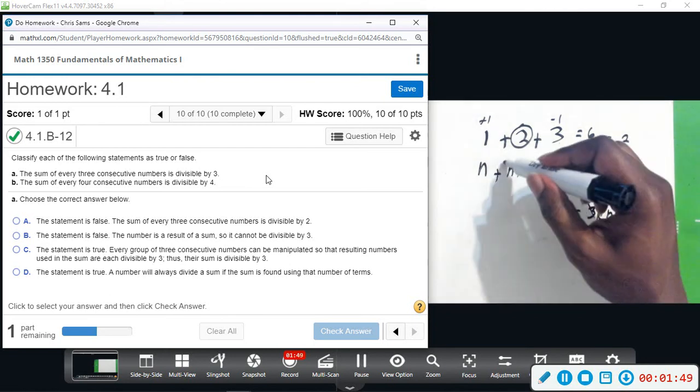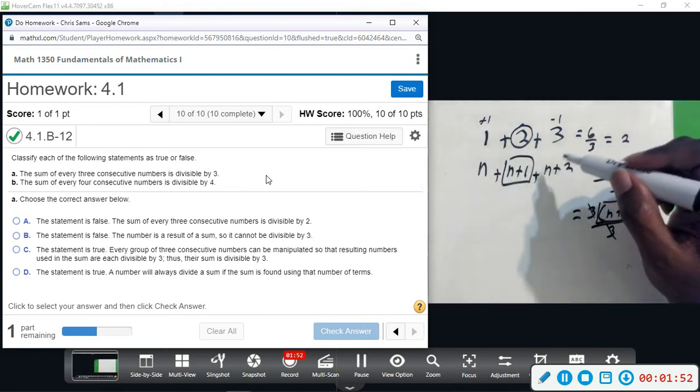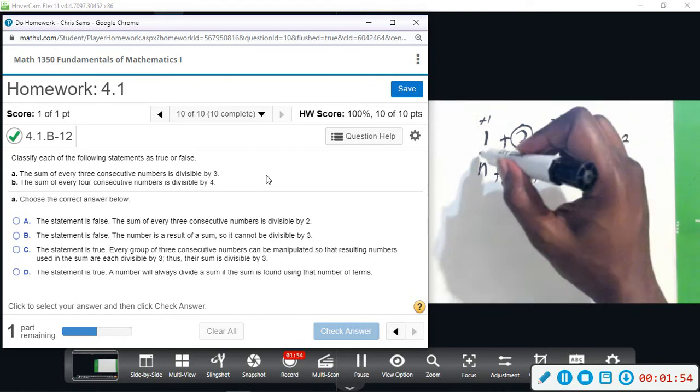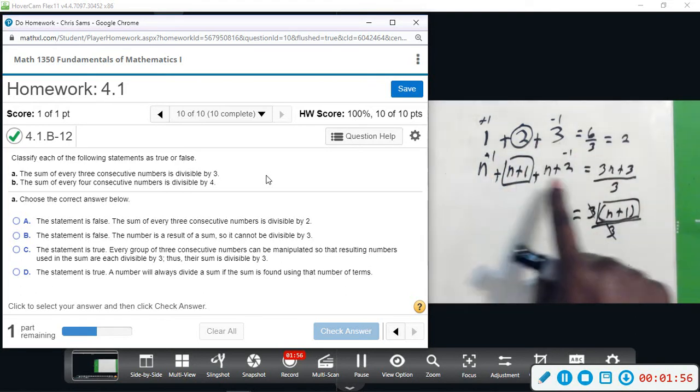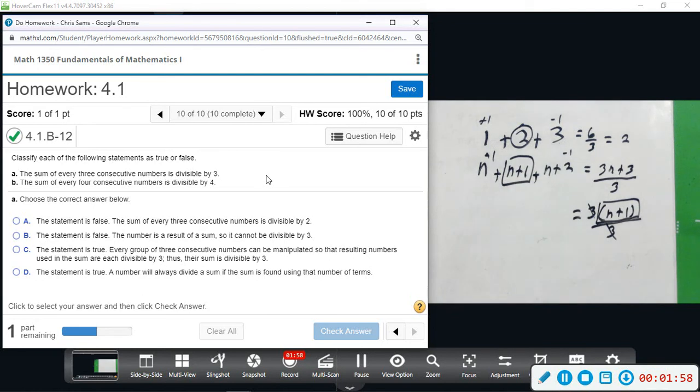So again, the middle number. Same thing, I can manipulate this by subtracting 1 here, adding 1 here. This will give me n plus 1, n plus 1, n plus 1. So this looks like it will work every time, no matter what the numbers are. N could be any number. So we're going to look for true. Every group of 3 consecutive numbers can be manipulated so that the resulting numbers used in the sum are actually divisible by 3. Thus the sum is divisible by 3. That looks good. A statement is true.